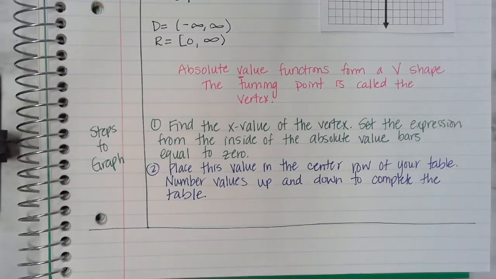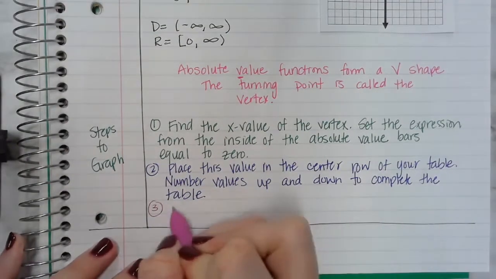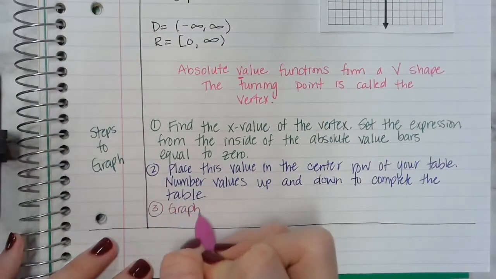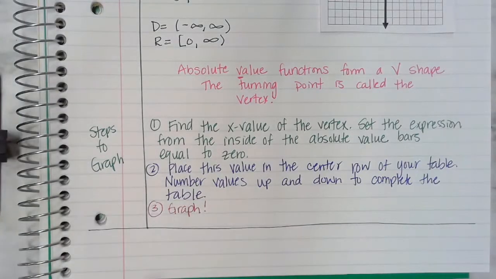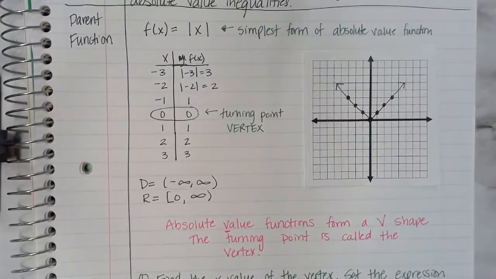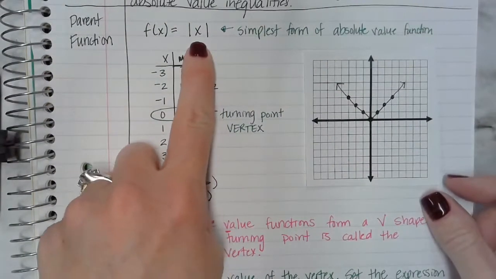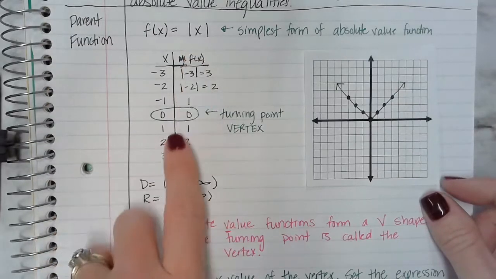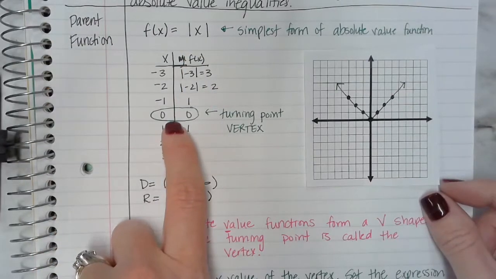And then the last step is to graph. That table is going to give you a set of ordered pairs that you can graph. So taking a look back at this example, if I was to set the inside of this equal to 0, I would get x equals 0. And so we place that in the middle of our table.